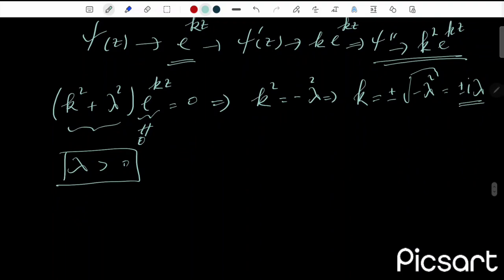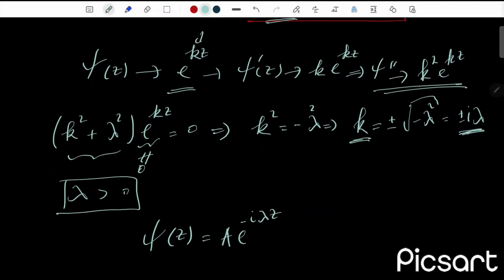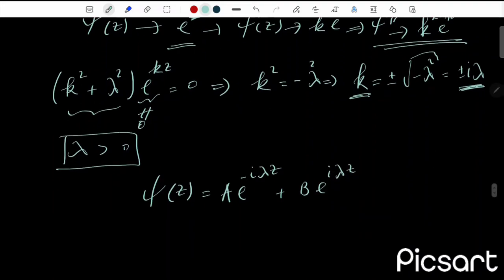We can now write our solution as the linear combination of these two possible solutions, which is psi of z equal to a times Euler's number to the power minus i lambda times z, remembering that k is equal to this expression and we are substituting it in the respective position in our function, plus the other constant b times e to the power i lambda times z. This is our possible solution.